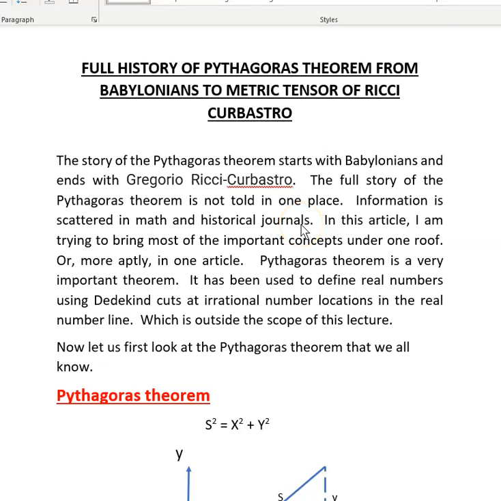In this article, I am trying to bring most of the important concepts under one roof, or more aptly, in one article. Pythagoras theorem is a very important theorem. It has been used to define real numbers using Dedekind cuts at irrational number locations in the real number line, which is outside the scope of this lecture.